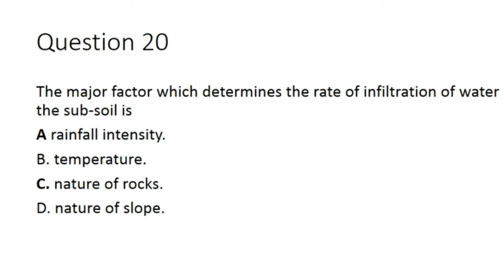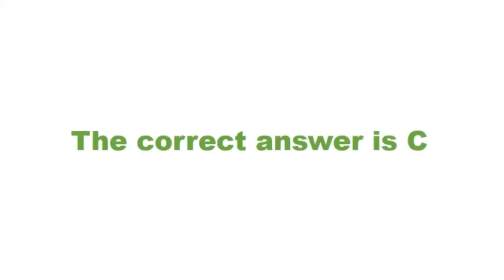If the precipitation rate exceeds the infiltration rate, runoff will usually occur unless there are some physical barriers. It is related to the saturated hydraulic conductivity of the near surface soil. The rate of infiltration can be measured using an infiltrometer. So the correct option for question 20 is option C, the nature of the rocks.